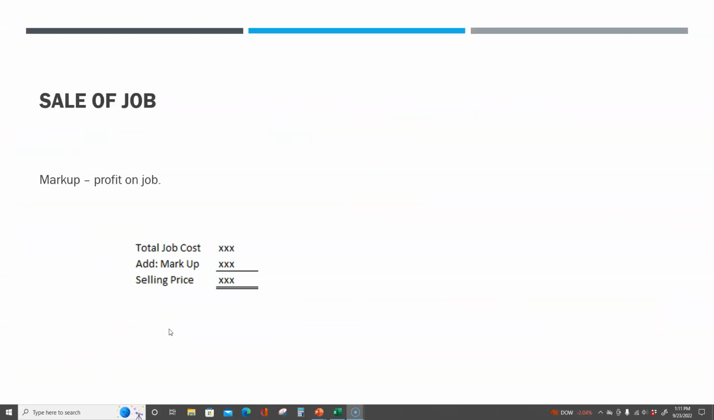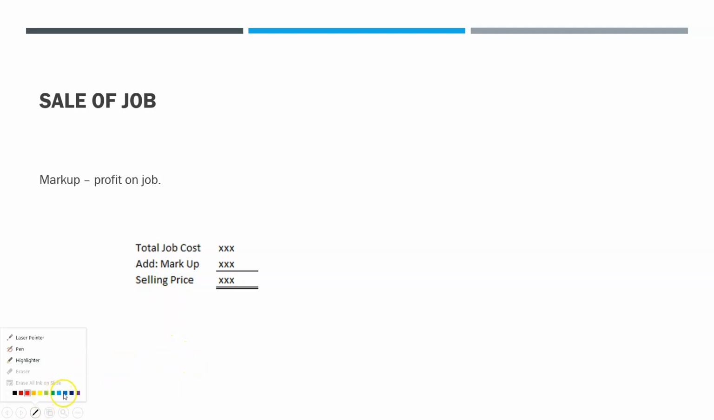Whenever we are selling the job, we know the total job cost because we are able to calculate it. We know that the total job cost includes, let me put this detail here, the cost of direct materials, which were traced, the cost of direct labor, which was traced, and overhead that was applied. You total these three numbers together and you get your total job cost.